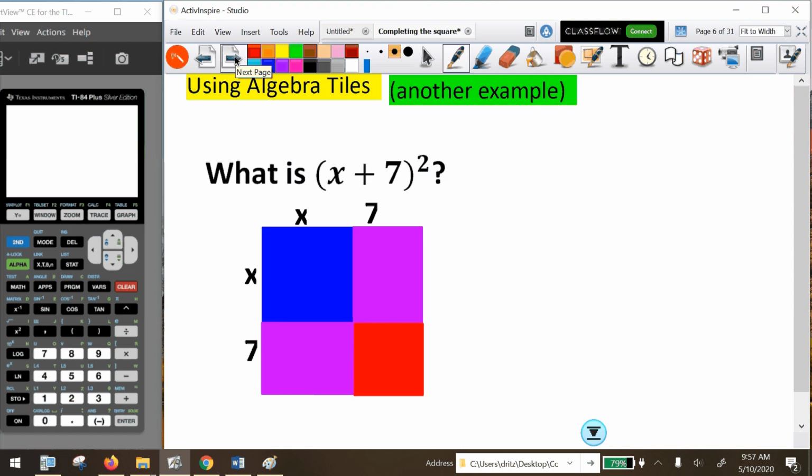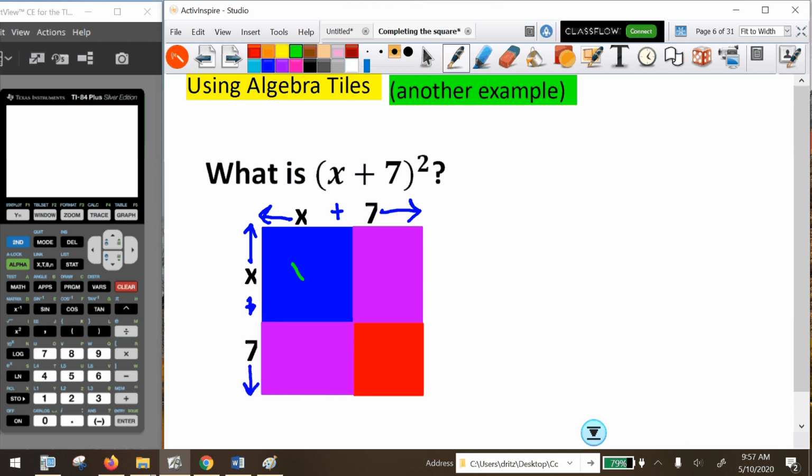Another quick example. If you wanted to get the answer to the quantity x plus 7 squared using algebra tiles, you could construct this diagram that I have here, and this is a square of edge length x plus 7. You can see that the edge is equal to x plus 7. So when you're doing x plus 7 squared, you're really just finding the area of this square, because the area of a square is the length times the width. And we can get that just by adding up these smaller components.